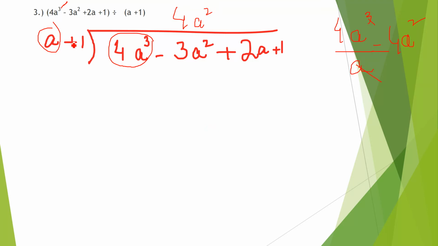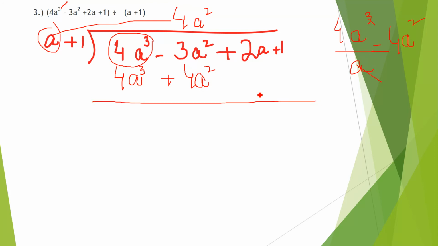What is the second step? You have to multiply 1 by 1 with this divisor. First we will multiply with a. Do not multiply with 1 first. So 4a cube, and I told you that the first term should always be exactly the same, and then this will be 4a square with the positive sign.